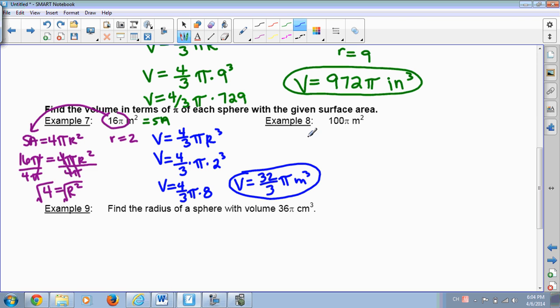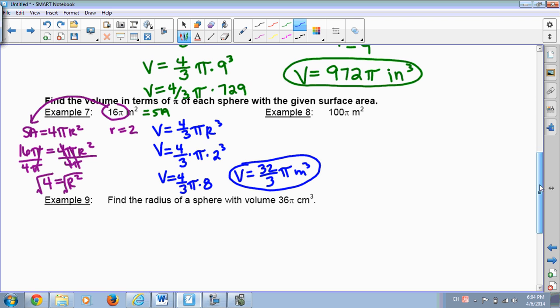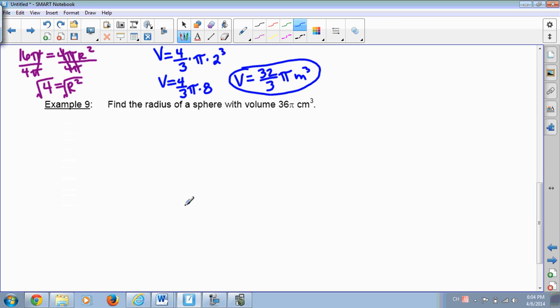Number 8 we're going to do in class together. So we're going to go ahead and do number 9 together right now to finish up this lesson. Example 9 says find the radius of the sphere when you have a volume of 36 pi. So again, we're working backwards on this one, but we're using volume instead of surface area.